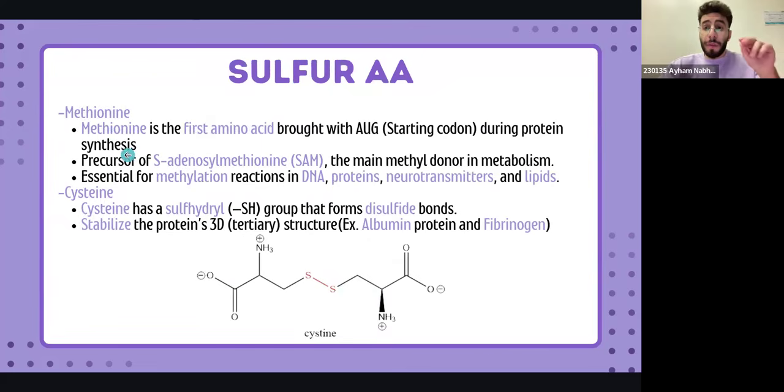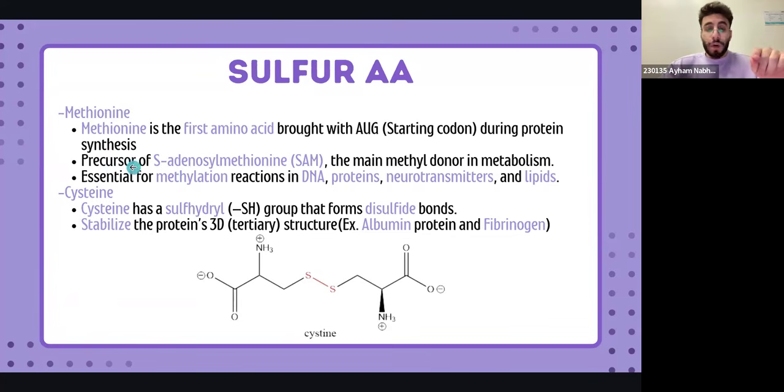Methionine is the first amino acid to be brought in when we're making a protein, with the AUG, which is the starting codon. During protein synthesis, when we start the peptide chain, the first amino acid added to this chain is going to be methionine, along with AUG, which is the starting codon to start protein synthesis.